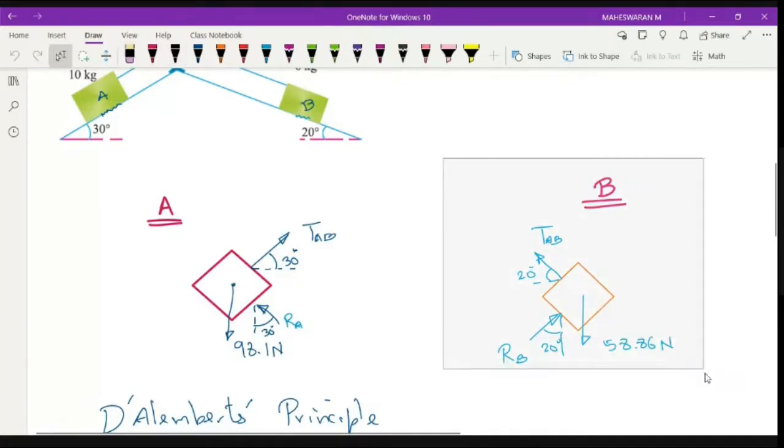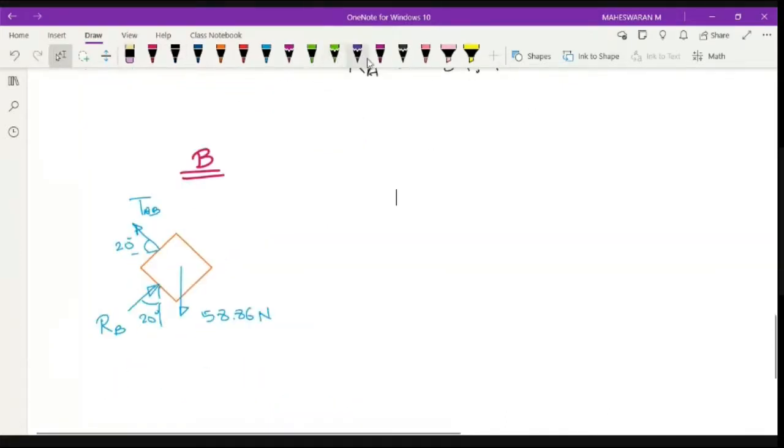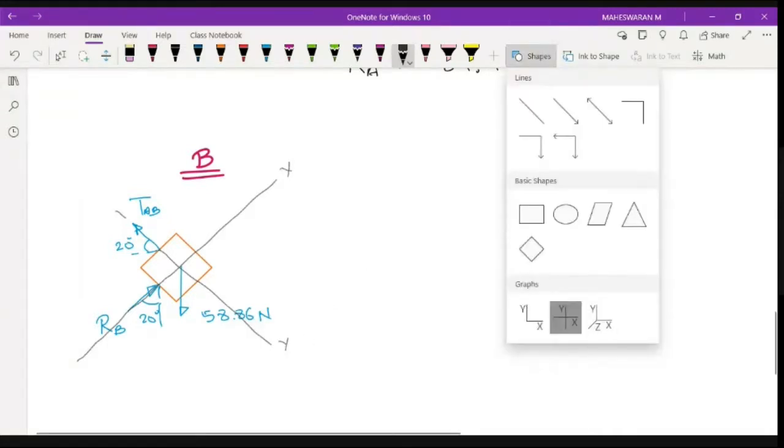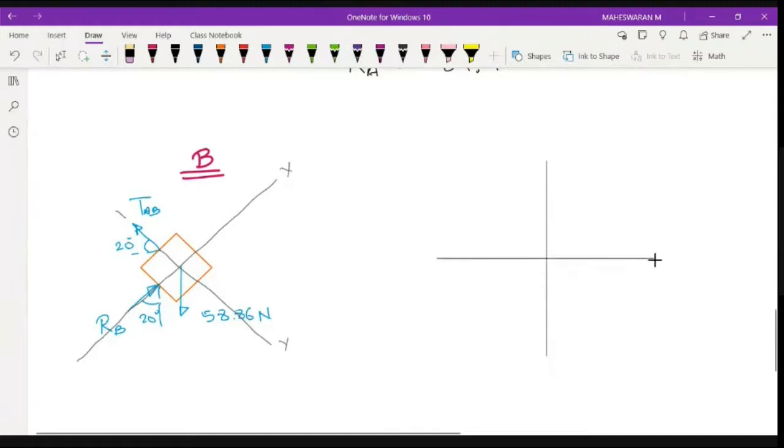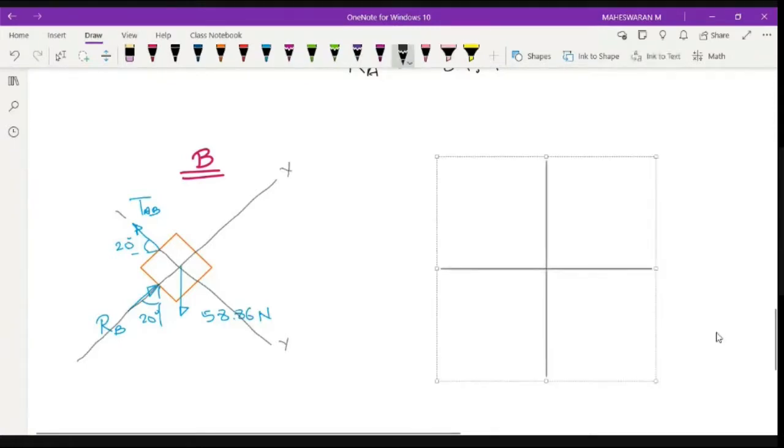So your B. Here also I'm going to follow the same thing. So I'm going to consider this one as x-axis and this one, whatever it is going like this, as my y-axis, right? So let me put what is my quadrant here. So this is my axis quadrant. Now I will denote it one by one.